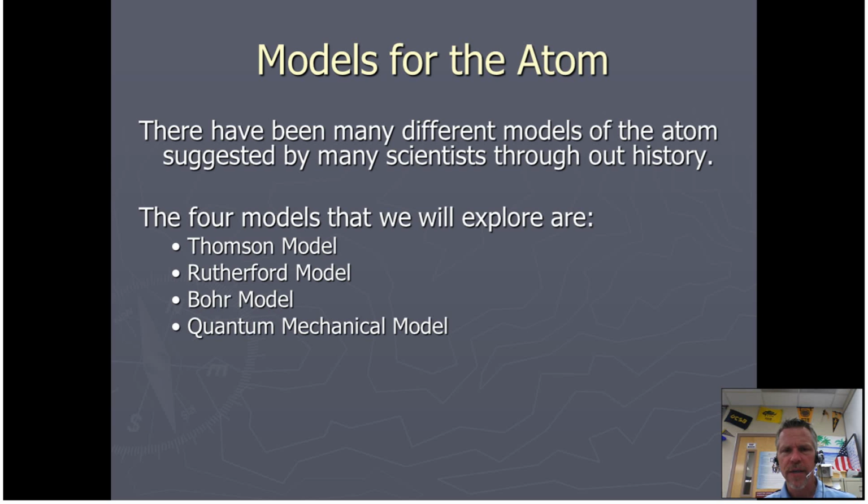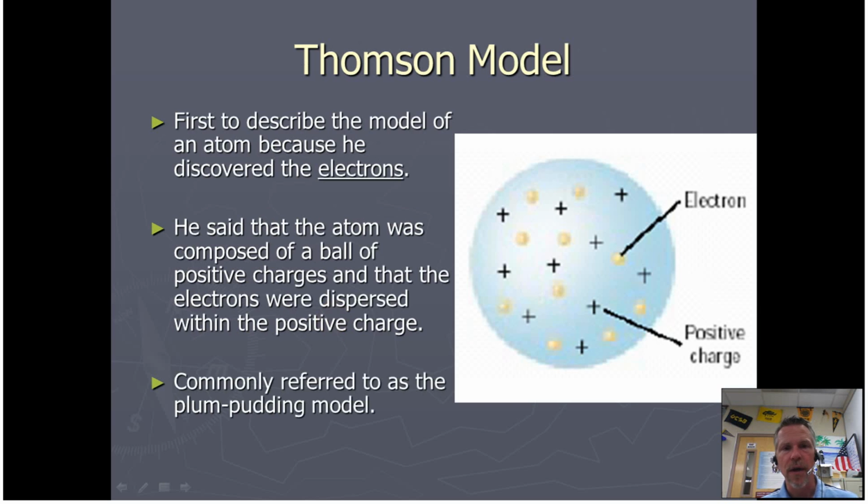Over the course of the past couple hundred years, there have been a few different models that were developed to explain how the atom is built, what the structure of the atom is. And we're going to look at 4 of those models here: the Thomson model, the Rutherford model, the Bohr model, and then the quantum mechanical model. All right, so let's walk through those now.